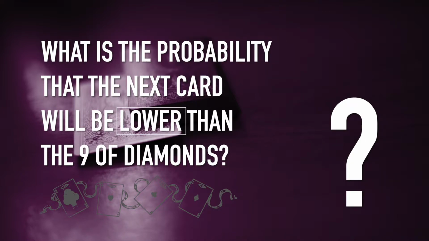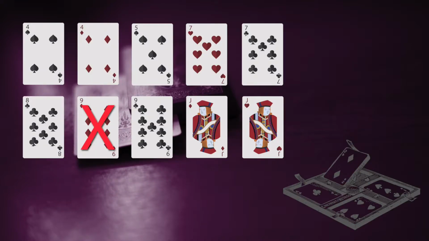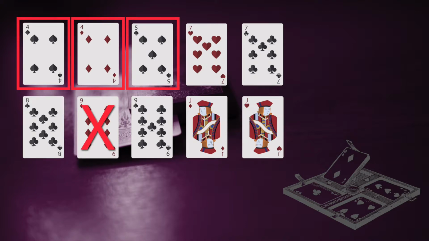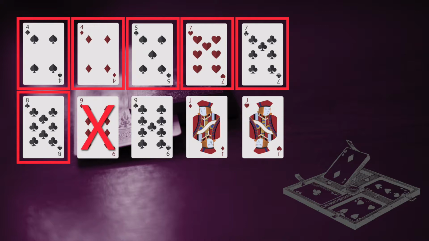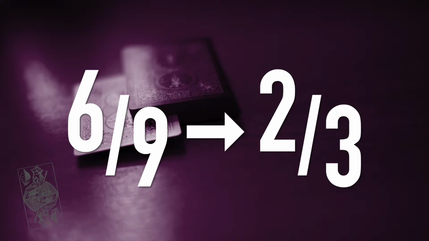The probability that the next card is going to be lower, so now take a look at the cards to the left of that 9 of diamonds. And I have 6 cards that are to the left of the 9 of diamonds. Those cards being 4 of spades, 4 of diamonds, 5 of spades, 7 of hearts, 7 of clubs, and 8 of clubs. Alright, so I have 6 cards out of the sample space of 9, giving me a probability of 6 over 9. When I reduce that fraction, of course, that's going to become 2/3.